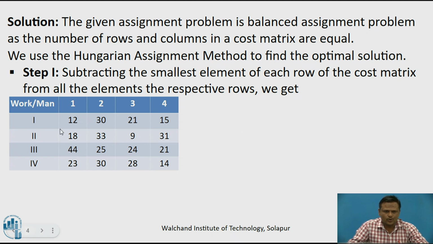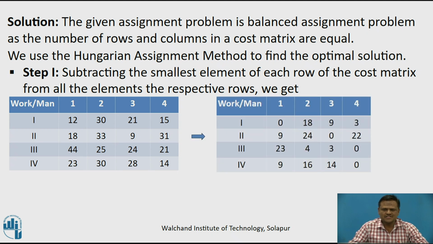If you look at the first row, the smallest element of the first row is 12. So according to step number 1, we will have to subtract 12 from all the elements of the first row. Similarly, the same thing is to be done in all other rows as well. You can take a moment and do the calculations. If you do all the calculations, you will get this resulting matrix.